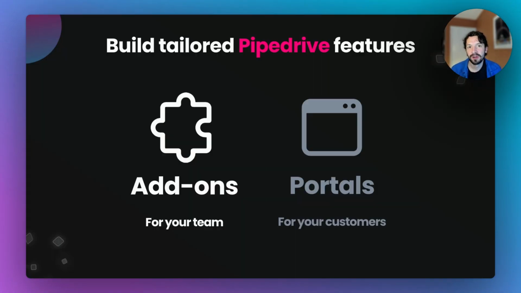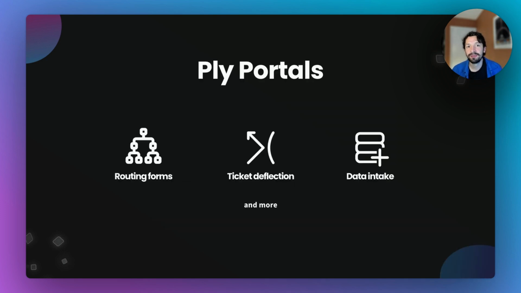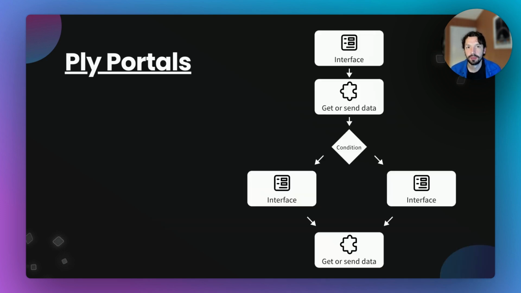Everything you've seen so far is what we call an add-on feature, but now I want to show you Ply Portals. These are client-facing features that let you build powerful experiences for your customers and prospects. Portals actually allow you to get and send data in between interfaces, connecting with different tools across your tech stack, or even interacting with AI midway through the journey.